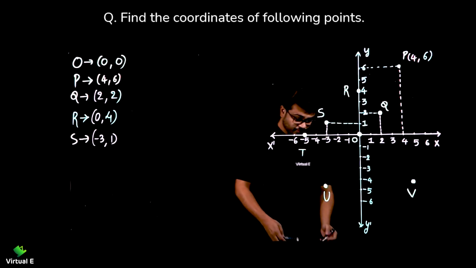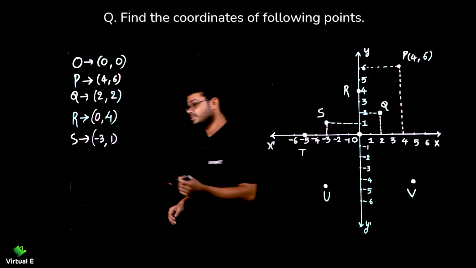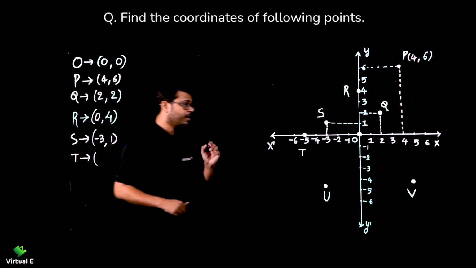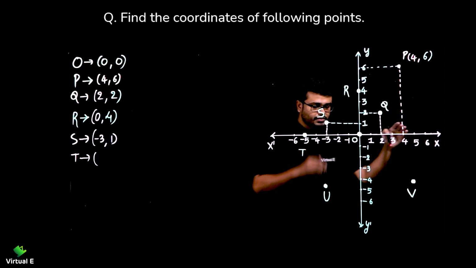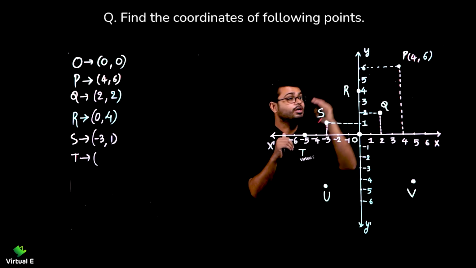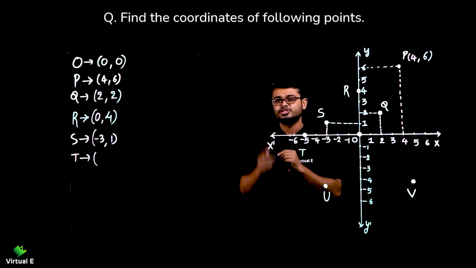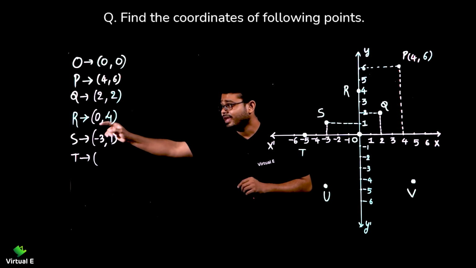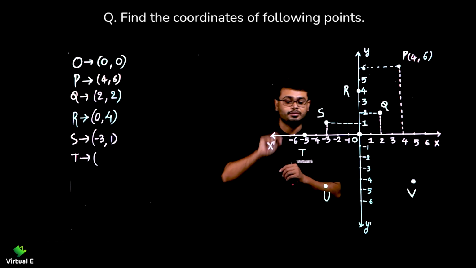Okay, T. Again, an interesting point. So here, what are we going to do? The point is only on the x-axis. It is not in any of the quadrants. So you will have only one non-zero coordinate and the other coordinate will be 0, like we had in the case of R.